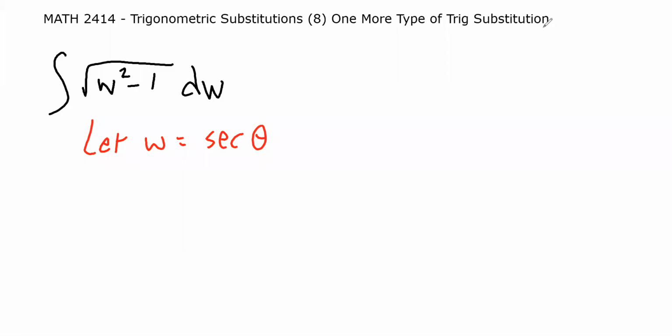If we let w equal secant theta, we have to do the same 2 things we've done before. Number 1 is to differentiate this to get dw equals the derivative of secant theta, which is secant theta tangent theta. That's calculus 1 knowledge you need to just know.